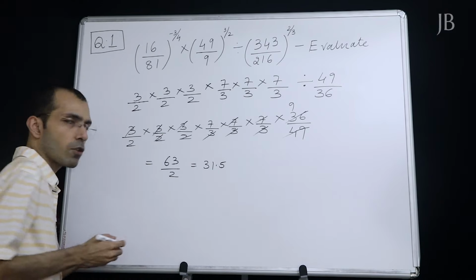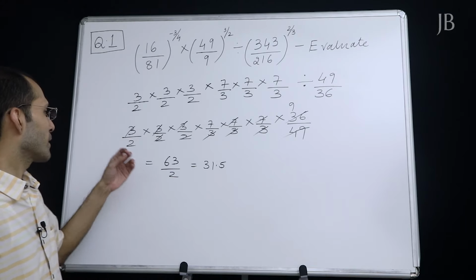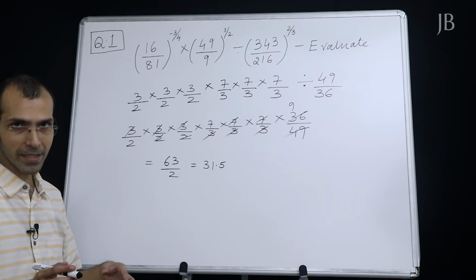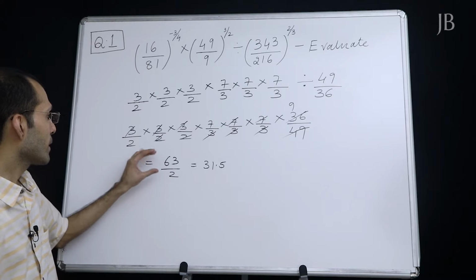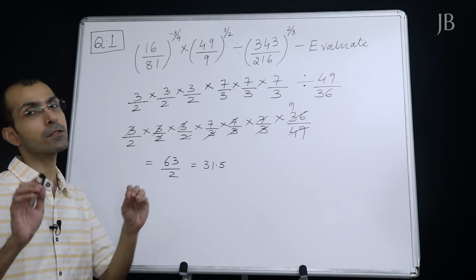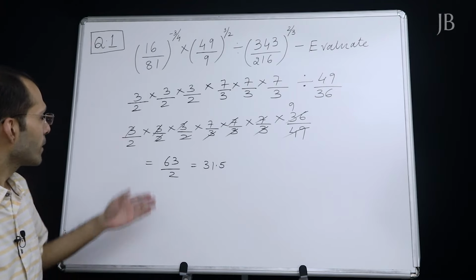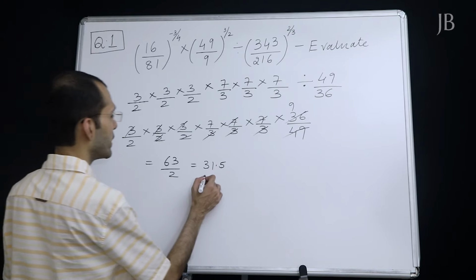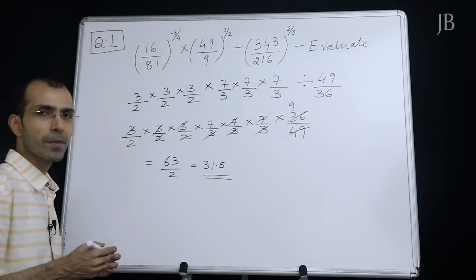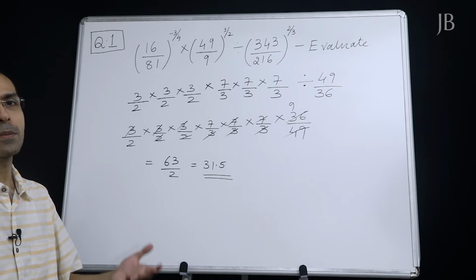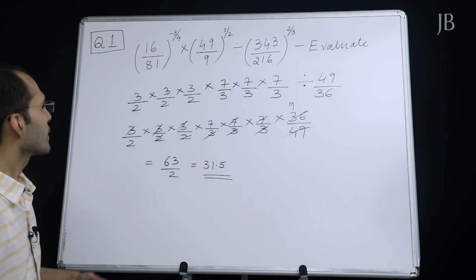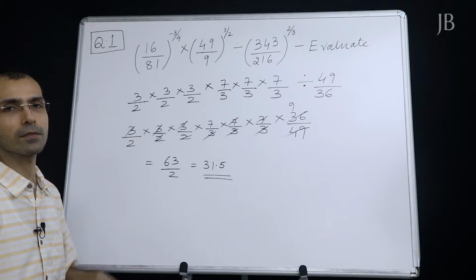But if it was not an exact decimal, then you can just put it in mixed fraction format and leave it. But then your fraction should be in the simplest form. That is most important. Here we can write it as 31.5. This question can come as evaluate or simplify. Fine. This completes your question 1.